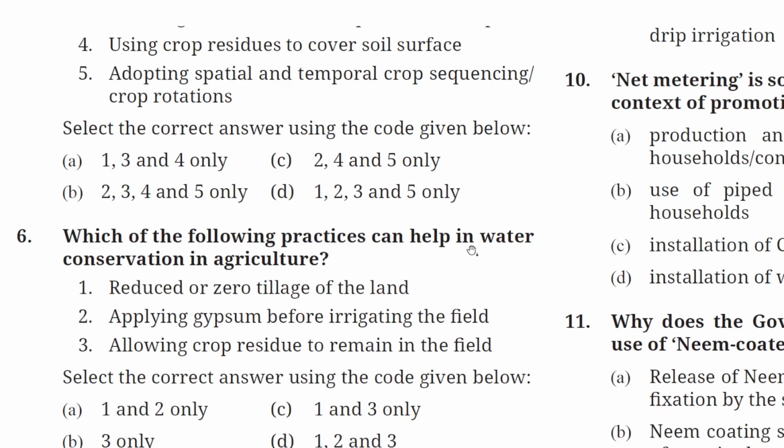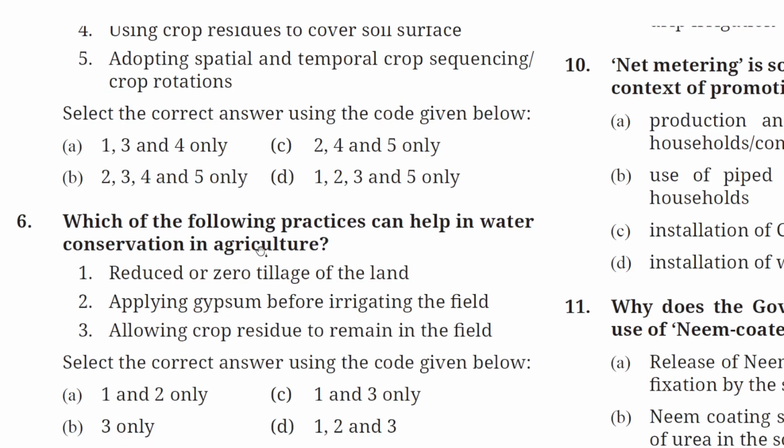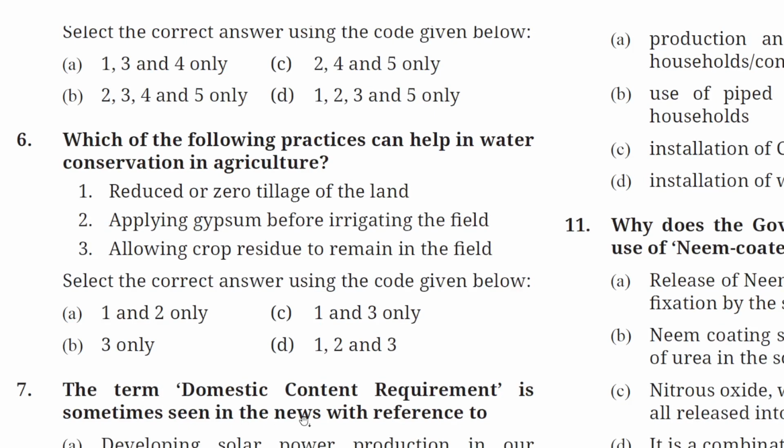Which of the following practices can help in water conservation in agriculture? Basically, the question is about water conservation. Okay. So reduce or zero tillage of the land. Yes, it does conserve the water. Applying gypsum before irrigating the field. Yes. Allowing crop residue to remain in the field. All the three, 1, 2 and 3. Answer is D.